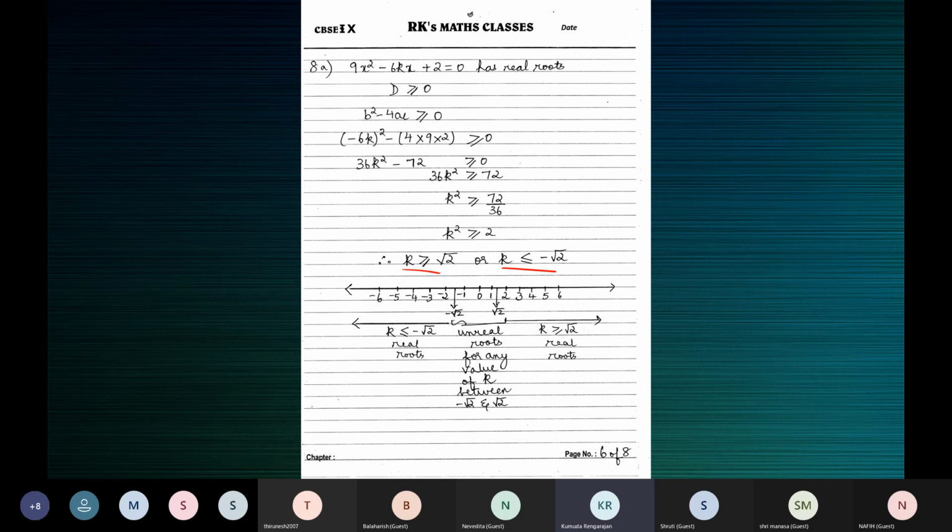Your answer ends there. I'm just telling you what the answer means. What are we to find? k. k greater than or equal to root 2, k less than or equal to minus root 2. Finish. You have answered the question.